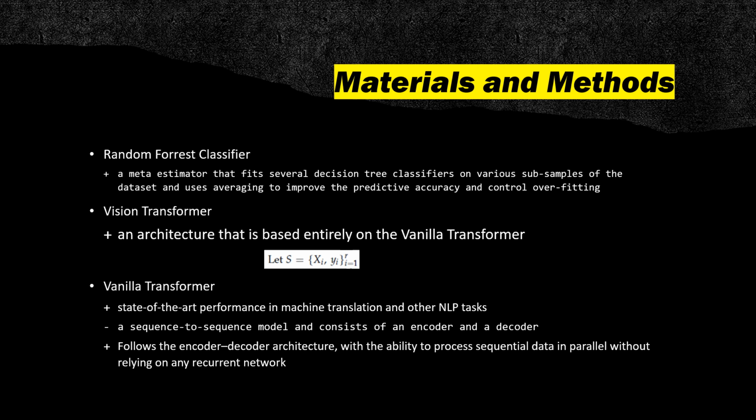The vision transformer, which is mostly what my research covers, is an architecture that is based entirely on the vanilla transformer, and there's an equation for that underneath. The vanilla transformer has state-of-the-art performance in machine translation and other NLP tasks. It is a sequence-to-sequence model consisting of an encoder and a decoder. It follows the encoder-decoder architecture with the ability to process sequential data in parallel without relying on any recurrent network.